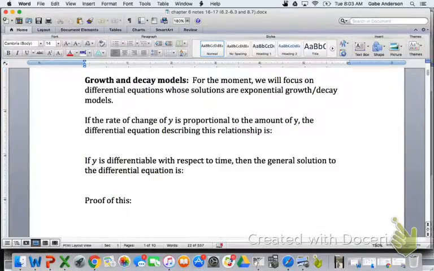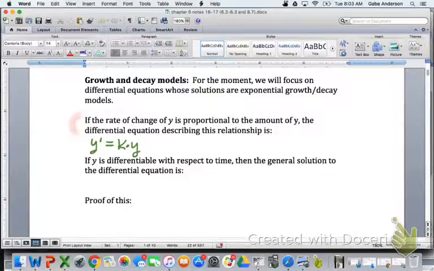Okay, so you've seen growth and decay models before. You probably saw it in most of your algebra classes, for sure Algebra 2 and pre-calculus. So we're going to focus on that here for the moment. Let's take a look at this little statement right here. It says if the rate of change of y is proportional to the amount of y, the differential equation describing this relationship is, here would be one way of putting it. You could say y prime is equal to k times y.